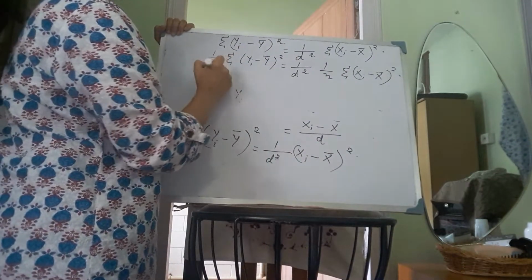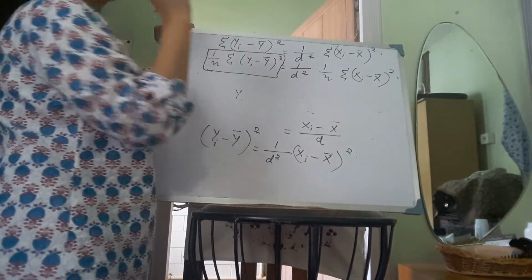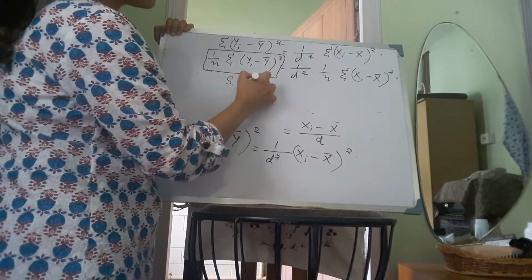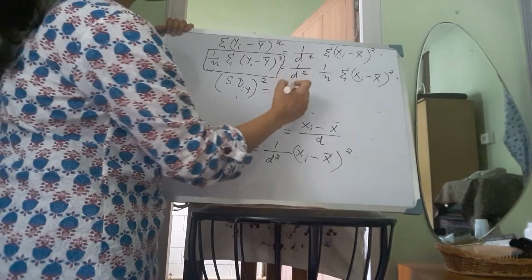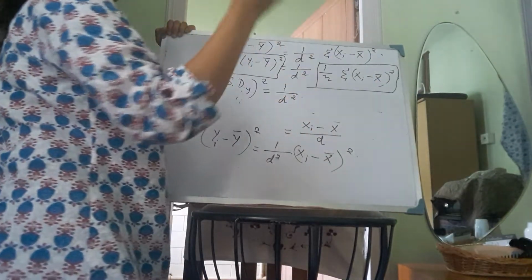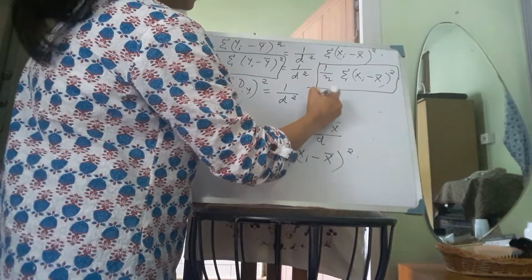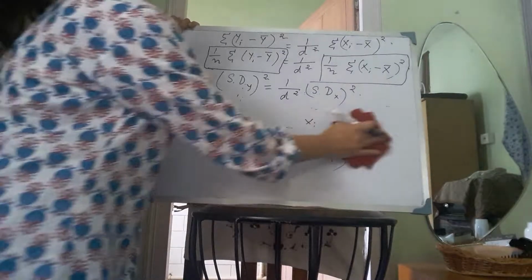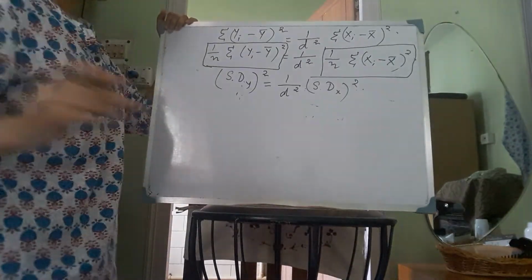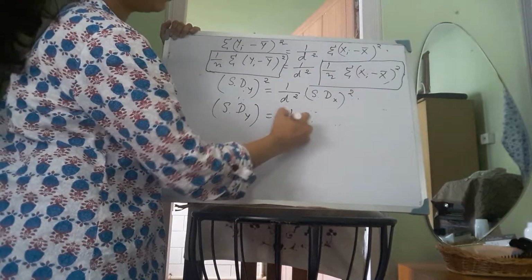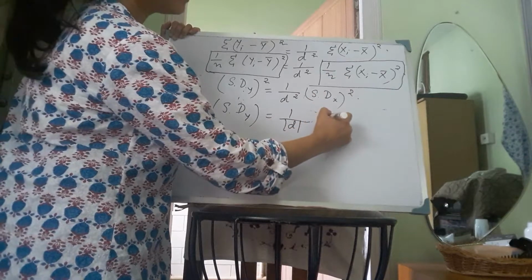Now what is this? This is the square of the standard deviation. So we can write here SD of y square, and on the right hand side we have 1 by d square. Now this expression represents the square of the standard deviation of x. So in place of this expression we can write 1 by d square, standard deviation of x whole square. Now from here we can write standard deviation of y is equal to 1 by modulus of d standard deviation of x.